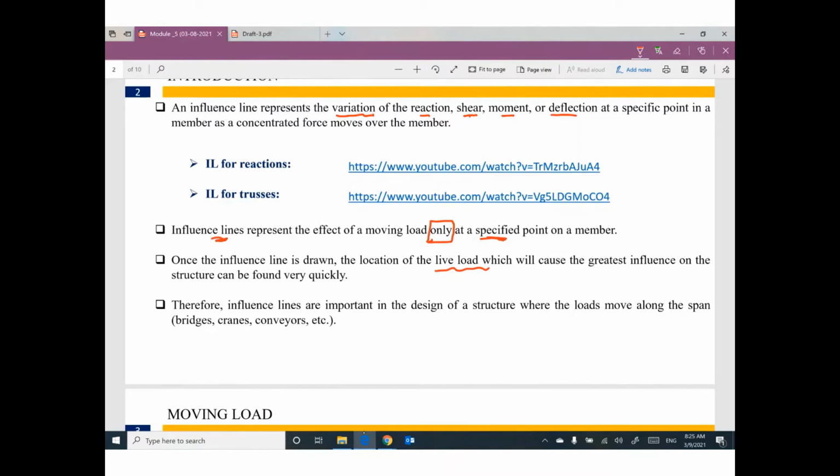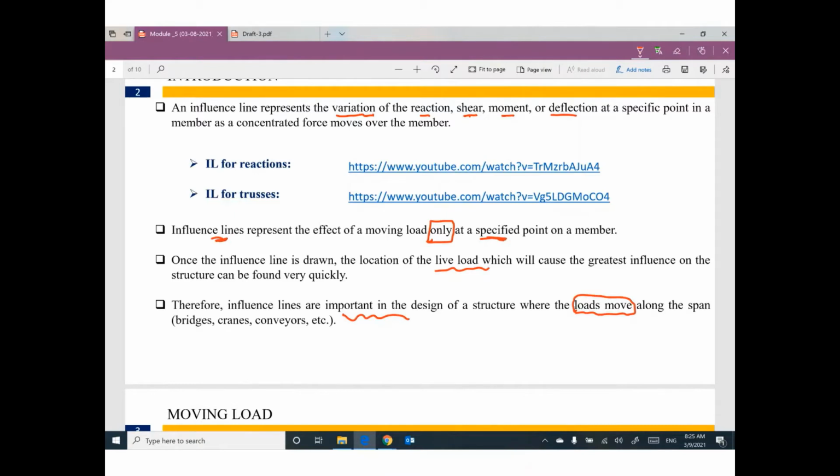What are the structures that we need to construct influence lines for? Structures that have moving load. I understand you are a person, you can move from the kitchen to the bedroom, but I'm so sorry to say this, you are nothing. What is your weight? 200 pound? 150 pound?